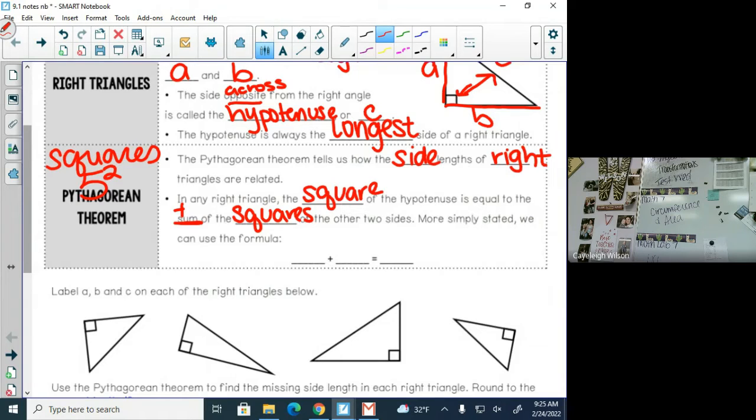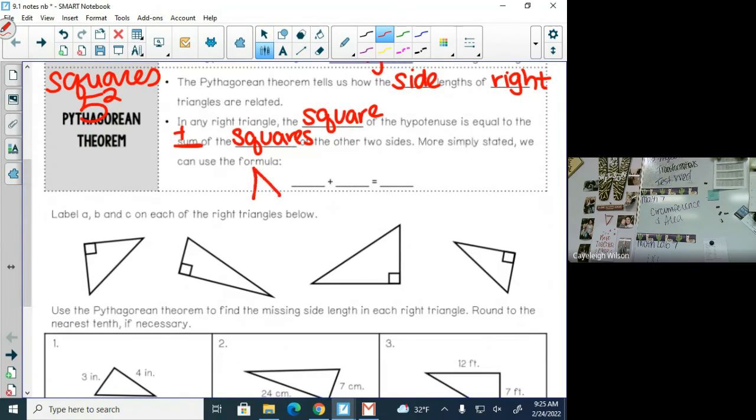All right, so we will use the formula, and this is probably the most important thing for this whole unit. A squared plus B squared equals C squared. That is so important, it needs to be memorized. So A squared plus B squared equals C squared. So it says, when I square both sides of the triangle and add them together, it will always equal the hypotenuse squared.